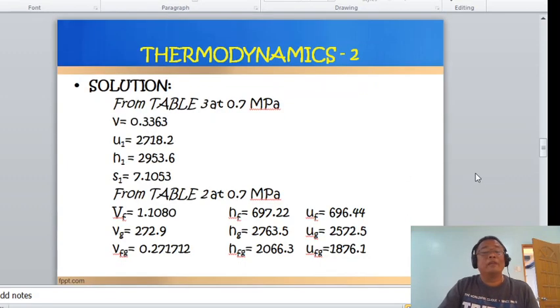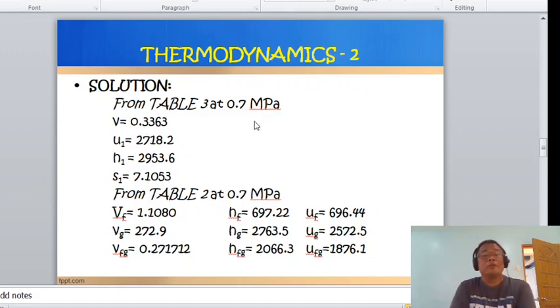The value now for v is 0.3363 cubic meters per kilogram. Then internal energy at 1, u1, is 2718.2 kilojoules per kilogram. And h1 is 2953.6. And the entropy is 7.1053 kilojoules per kilogram Kelvin.